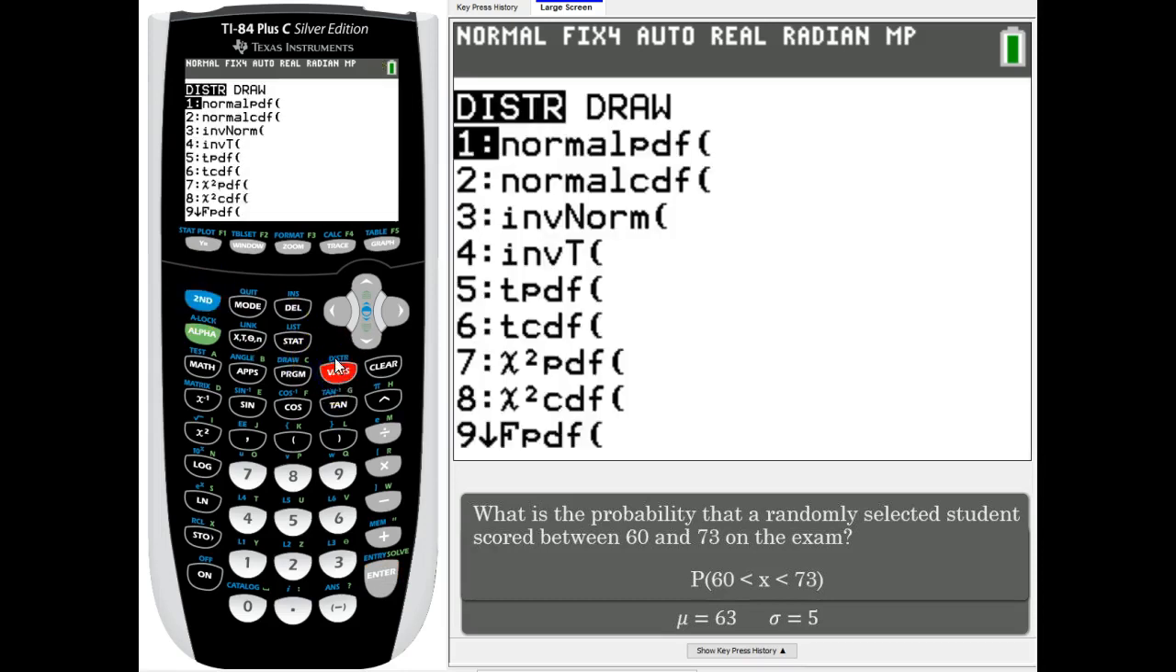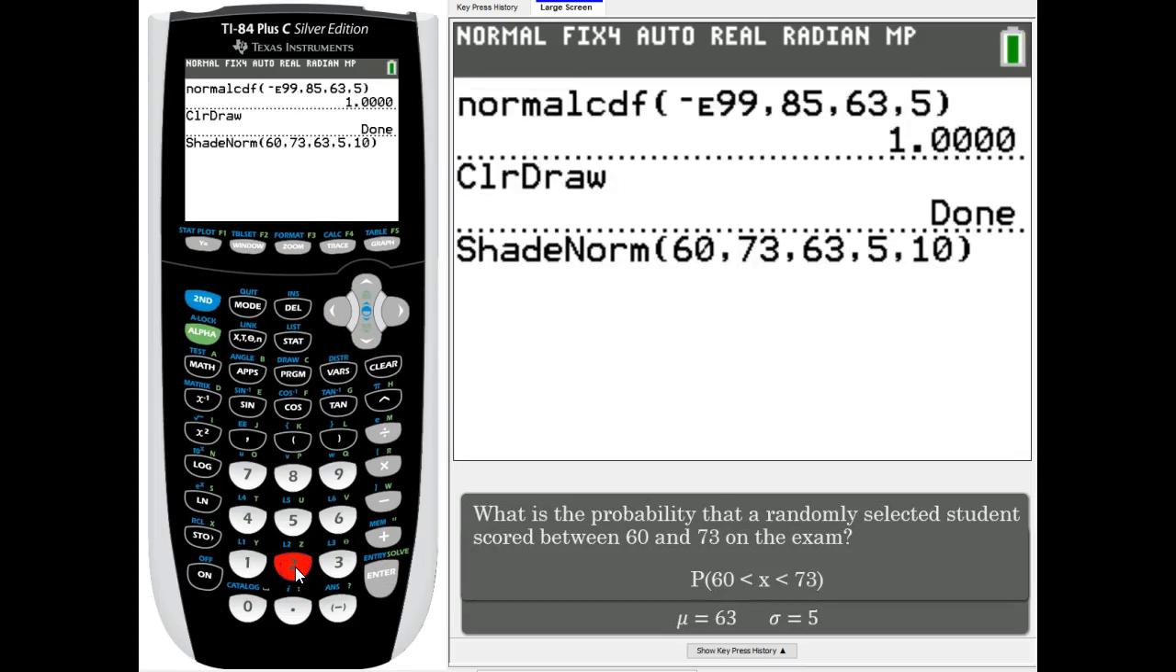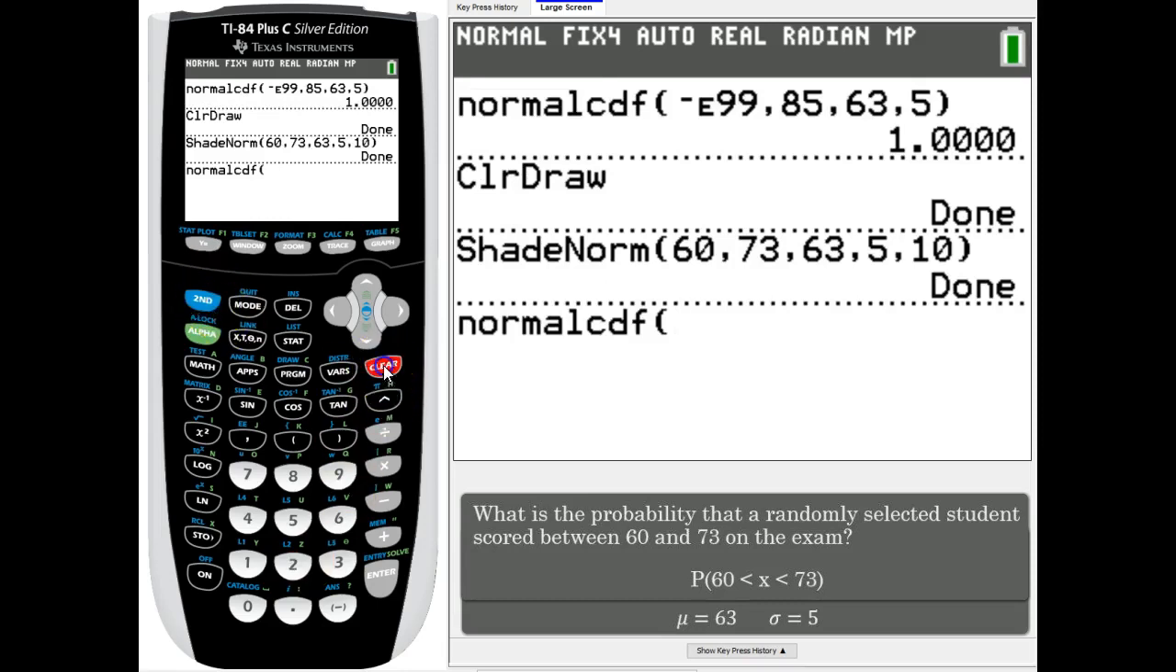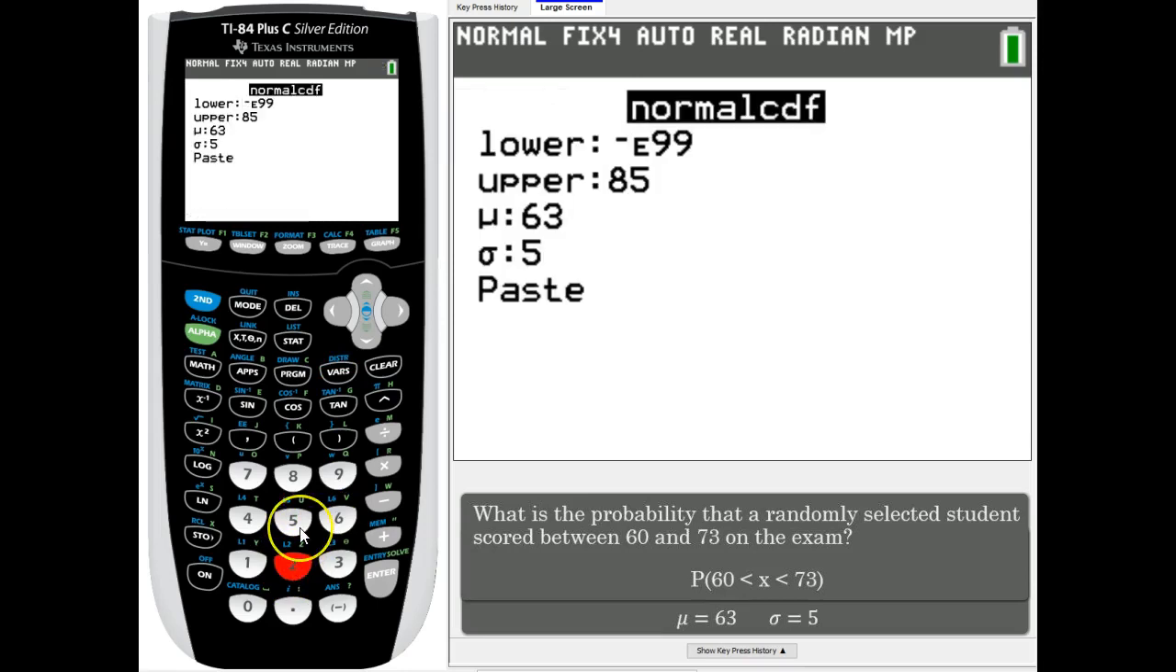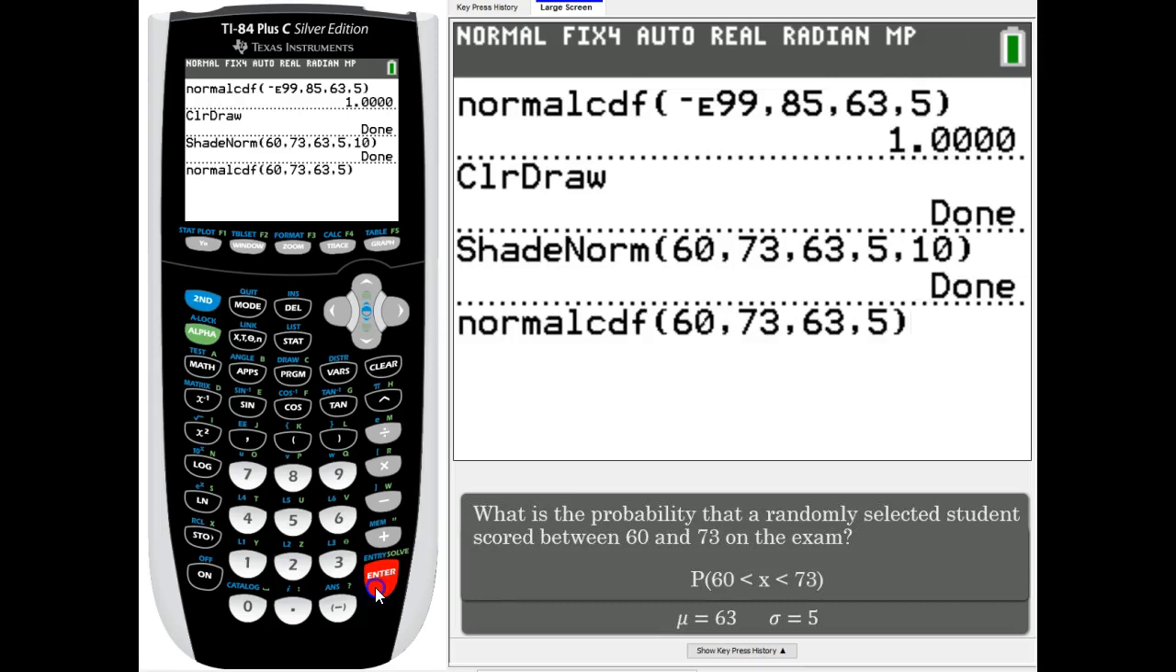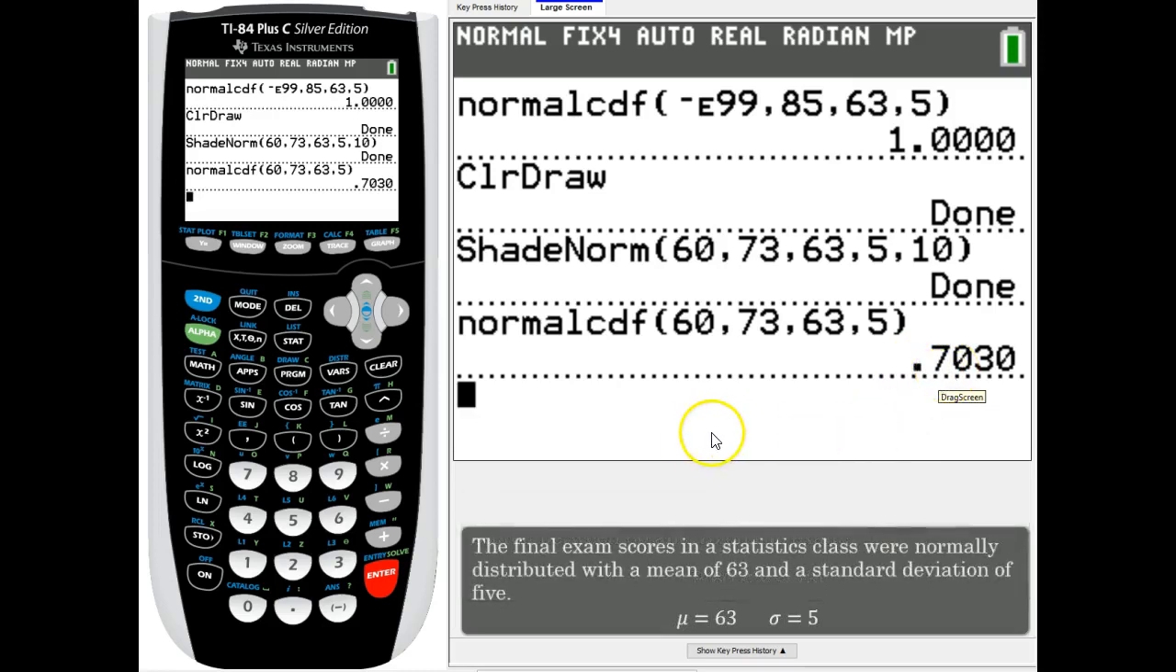Now let me go through the mathematical. Second vars for distribution, normal CDF. Sometimes it doesn't give me my menu, I don't know why. Okay, there we go. Lower is 60. Upper is not 85, upper is 73. And mean and standard deviation are the same, 63 and 5 respectively. And we get the same probability, 0.7030.